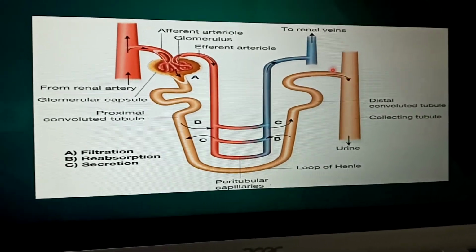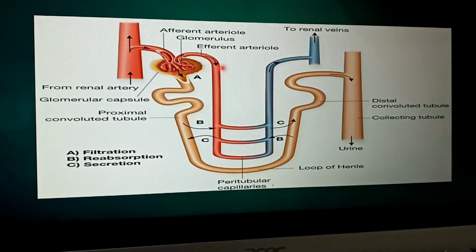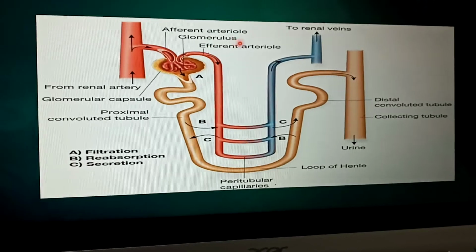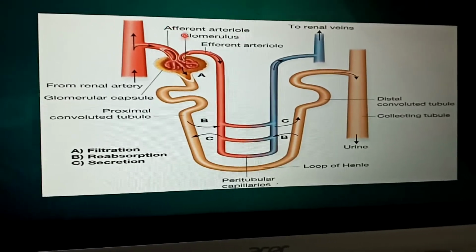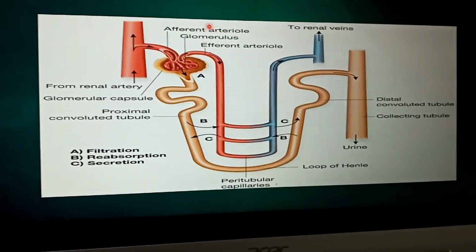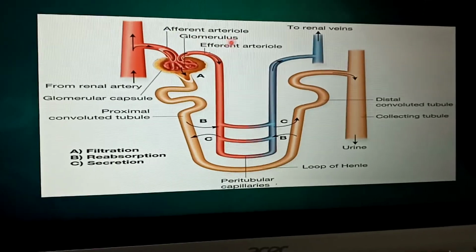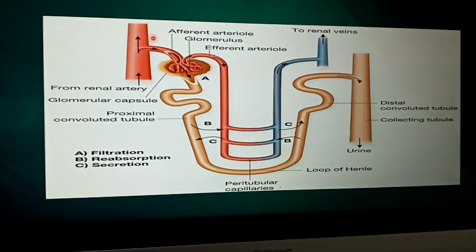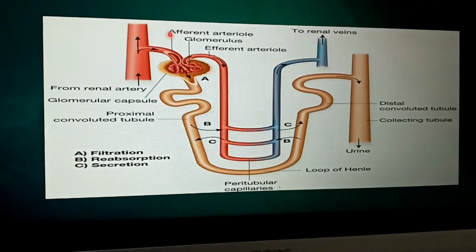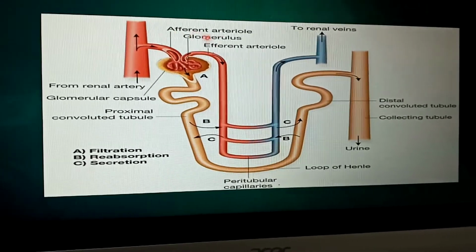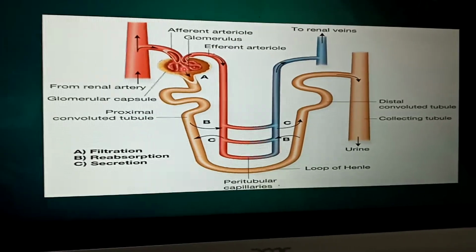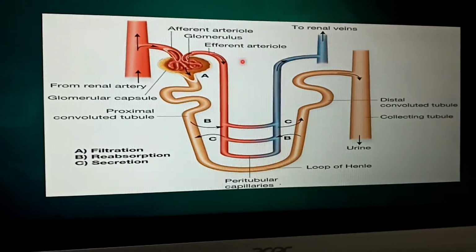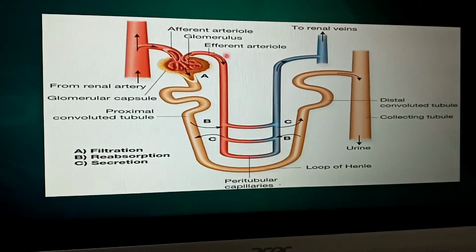So we have here two types of arterioles which can be seen in the diagram. Afferent, it starts with the letter A. When an arteriole is entering the glomerulus, we call it the afferent arteriole, and when the arteriole is exiting the glomerulus, we call it the efferent arteriole.